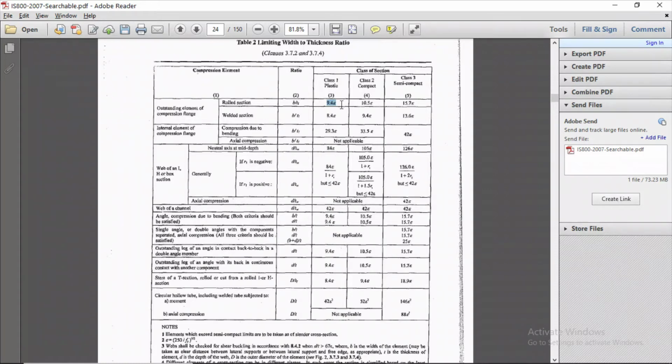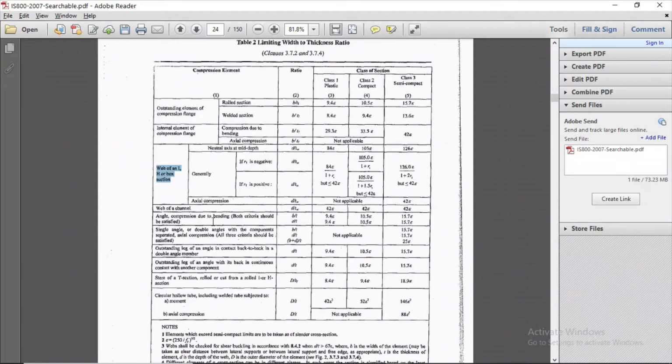Similarly for web, now we need to see this part. For web we are going to consider compression due to bending. And now we are going to consider for web, just a second, web of a channel.